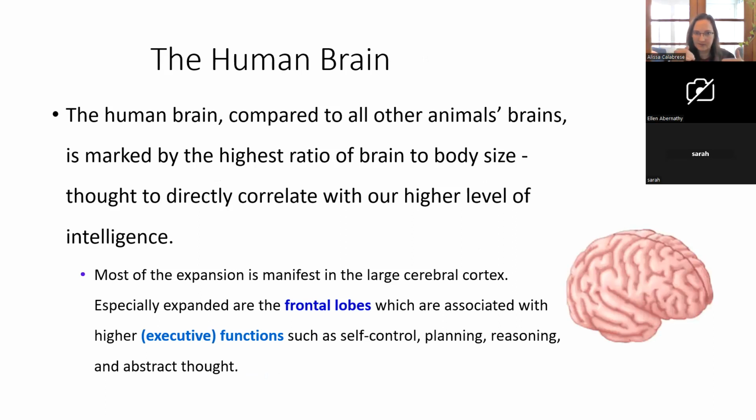So hopefully all those divisions of the nervous system make sense. Are there any questions about that so far?